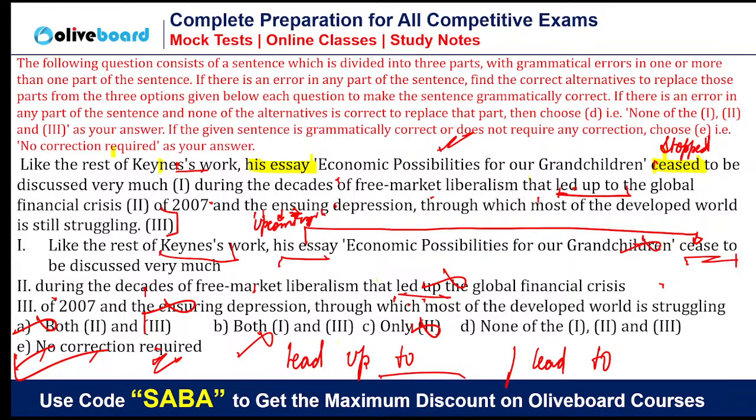Okay. Depression, you know, depression we call recession also.